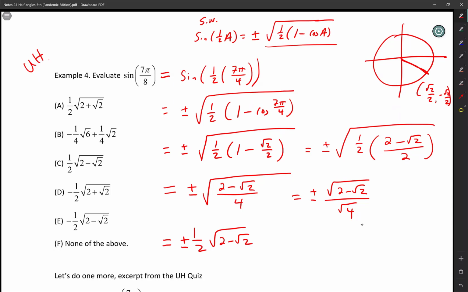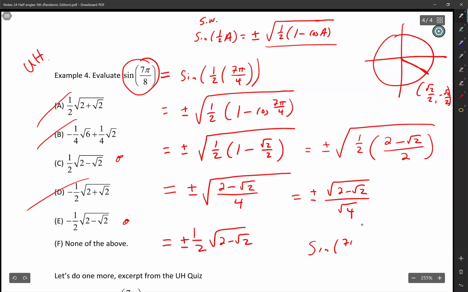So there it is. There's my answer. And I look for it. So let's see. I just got to figure out where I'm at. This is the angle you're looking at. So say sine 7 pi over 8. Think about it. 7 pi over 8 is in what quadrant?